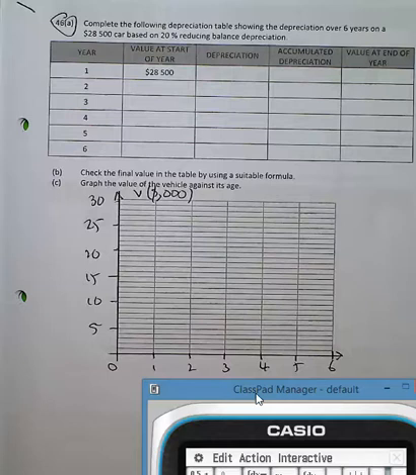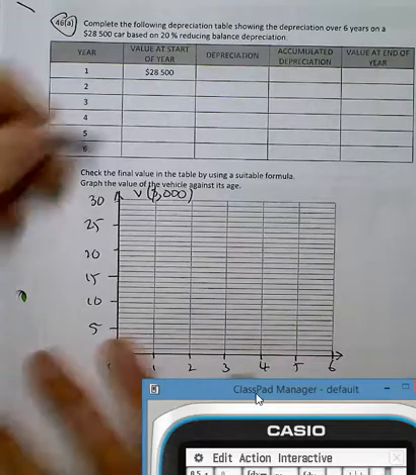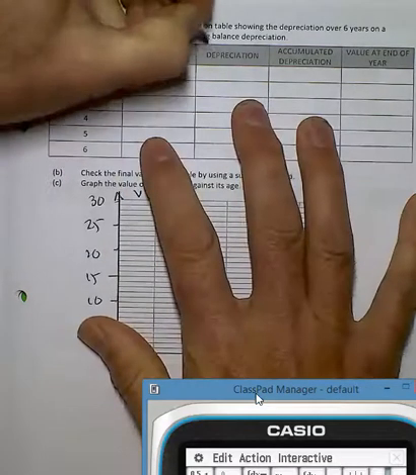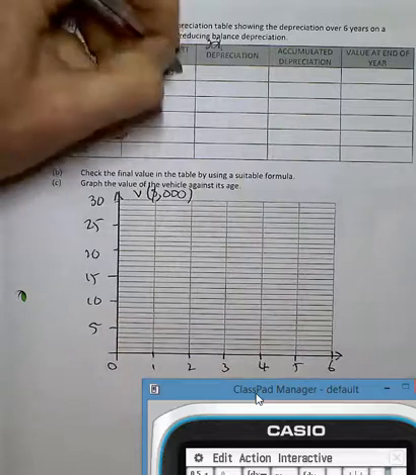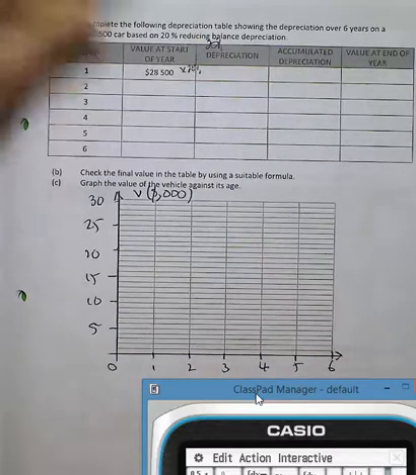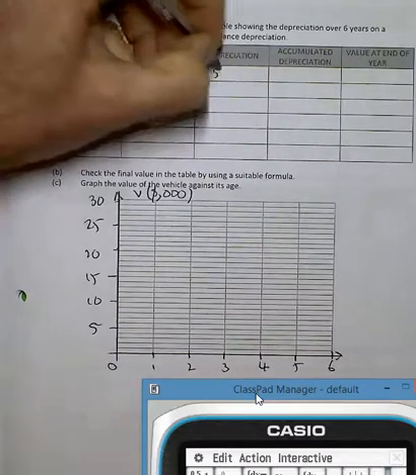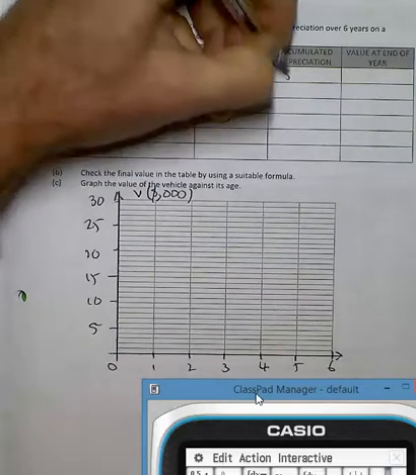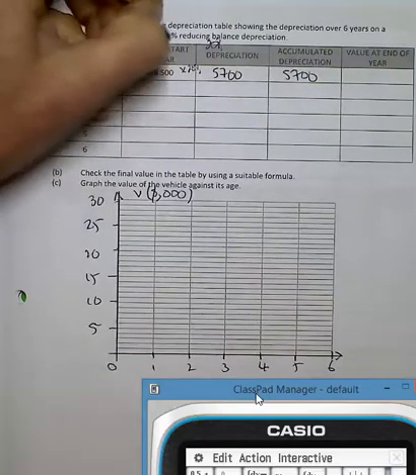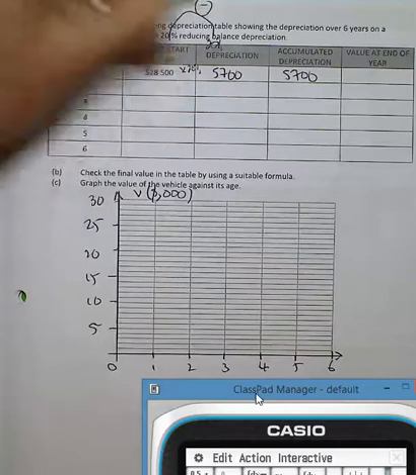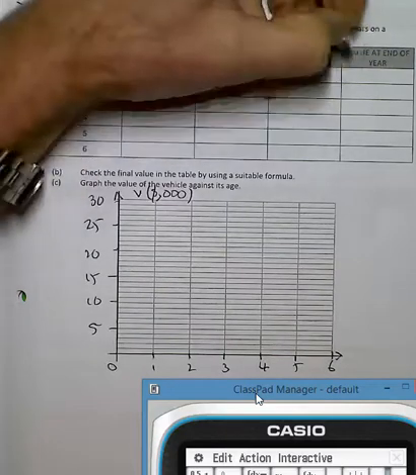Question 46 is our first look at a reducing balance depreciation table. Now, please notice it's 20% each year. So the value at the start of the year times 20%. Now, if you do that, that's 5,700. And the value at the end of the year will be less the depreciation.